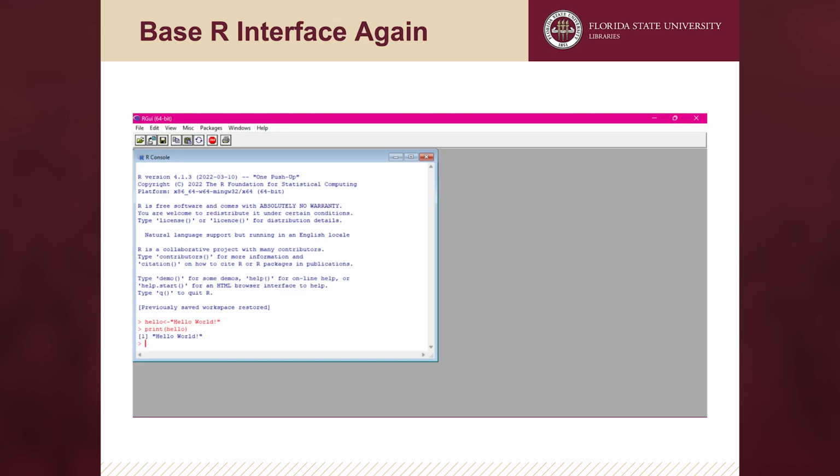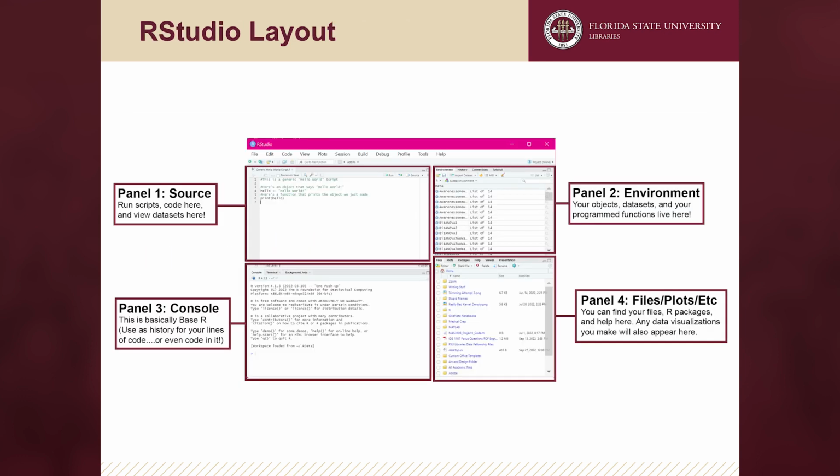So here's base R again. It's one panel that you just do everything in. And here's RStudio, and this has 4 panels. Panel 3 is the bottom left, and this is basically what you get with base R. This is the same panel that you see in base R, and it's where you do most of your work and write out your code.